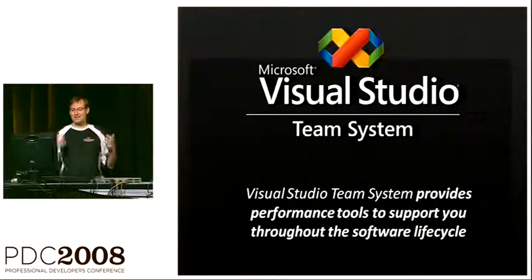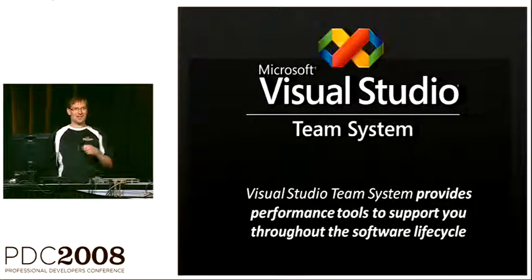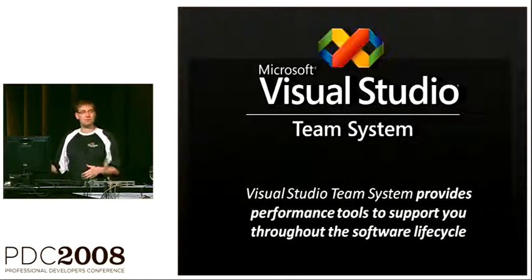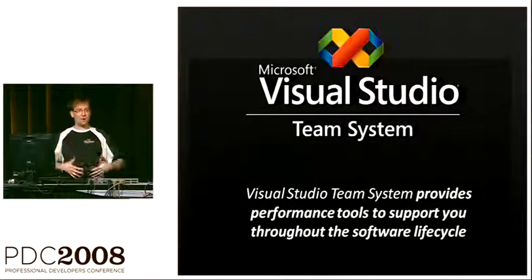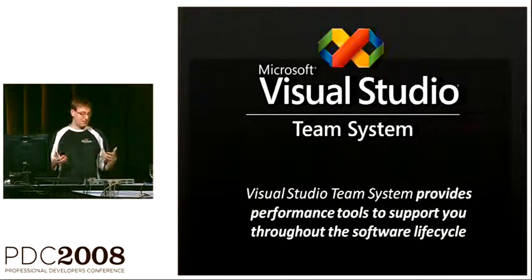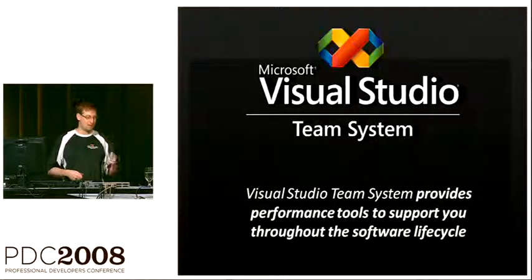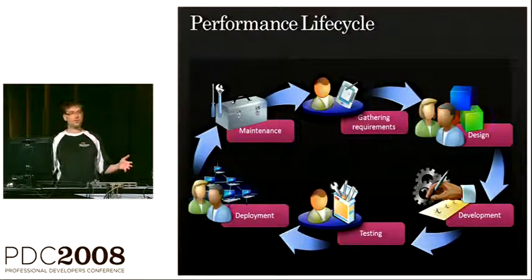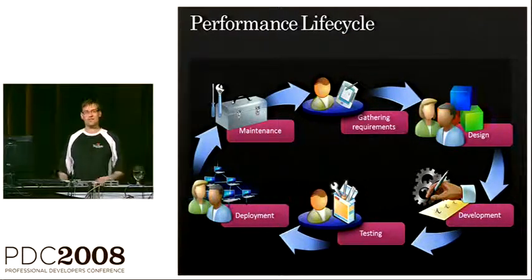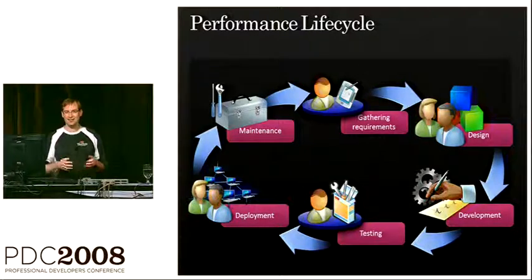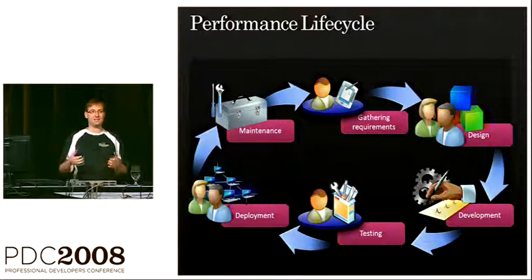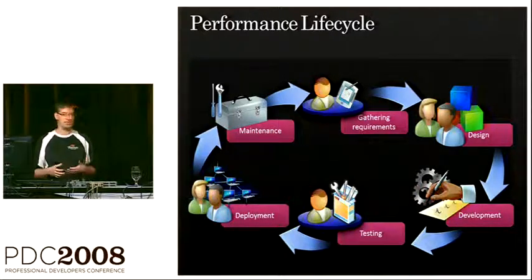So, Visual Studio Team System gives you the set of performance tools to not only investigate these problems, but by using them throughout the software development lifecycle, you can get a more repeatable process. And we're going to talk about that in this next half of the talk. So, everybody's familiar with the software development lifecycle. All of us develop software, from gathering requirements through maintenance. But there's a performance task that has to be performed at each and every one of these stages.